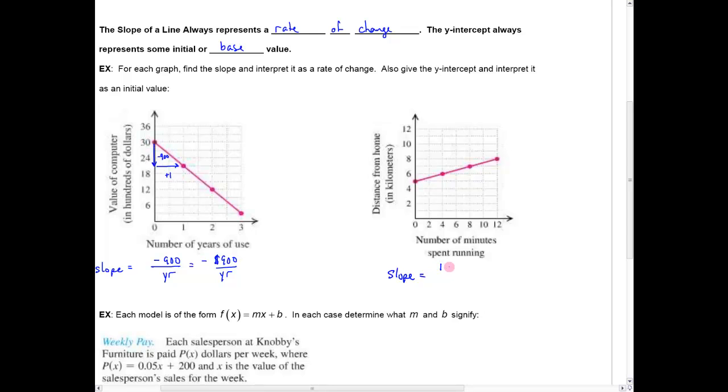So my slope would be 1 kilometer in 4 minutes, and notice that's a rate. I could think of that as 1/4 kilometer per minute. That's a rate. That's how fast the person would be running. Okay, and again the y-intercept would be 5 in this case. That's the initial distance from home.